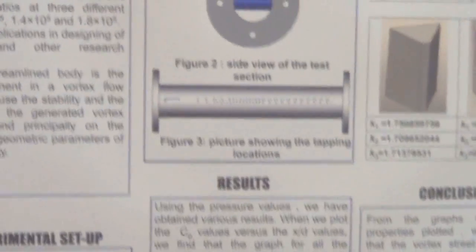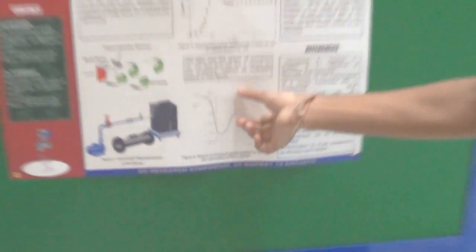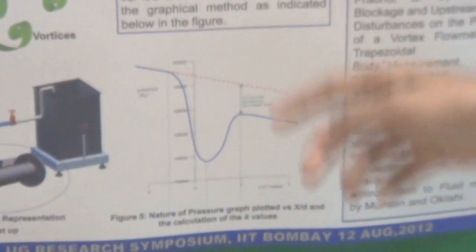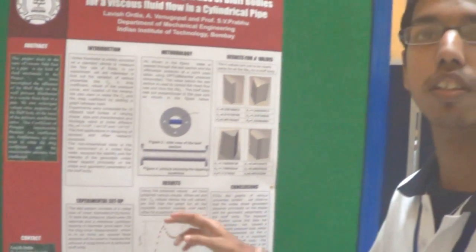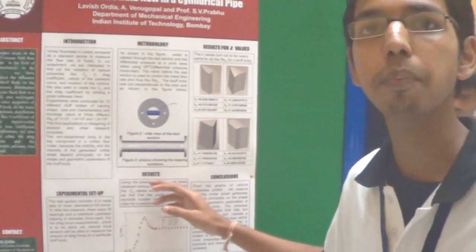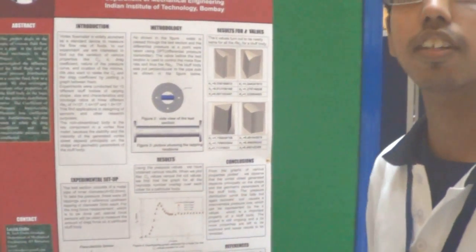So the pressure we have obtained is shown in this figure, and we found a permanent irrecoverable pressure loss after the pressure recovers. Using this loss, we can find the K value, that is the irrecoverable pressure loss coefficient, and this is only half the experiment.